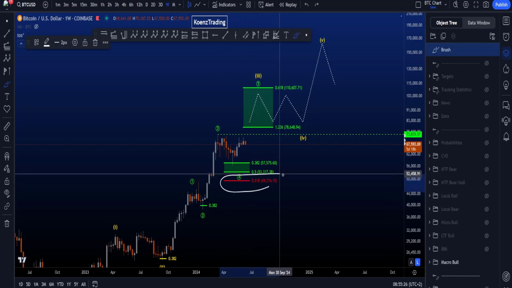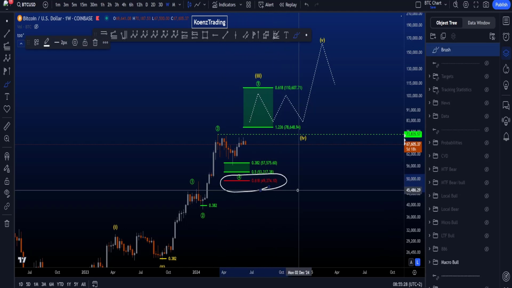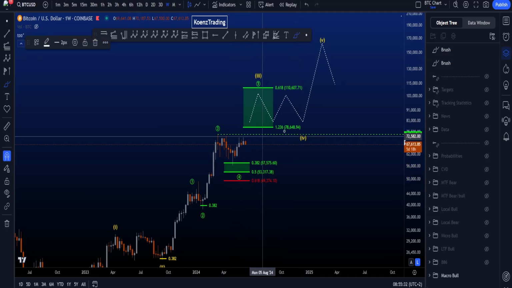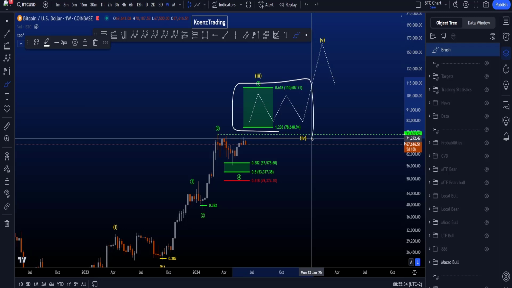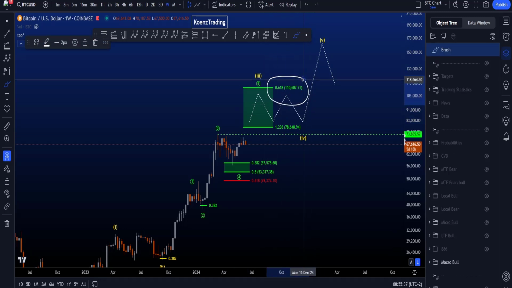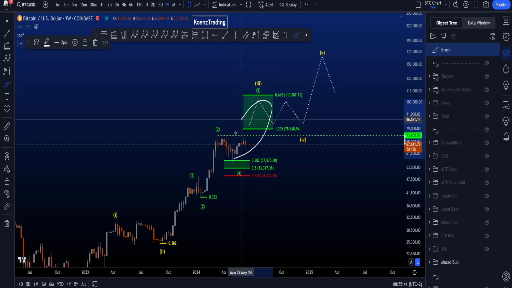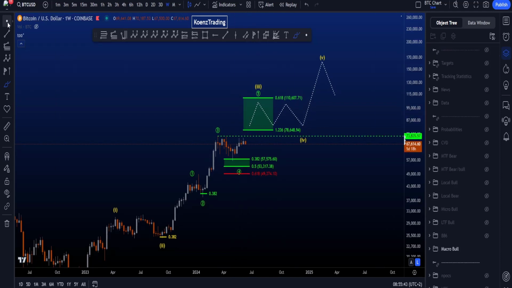The invalidation is the 0.618 at 49.3k. After wave 4, we're looking for a wave 5 to the upside, where the target is between 78.6k and 110k. That is, of course, a very big target area, but based on local structures, we can become more specific.